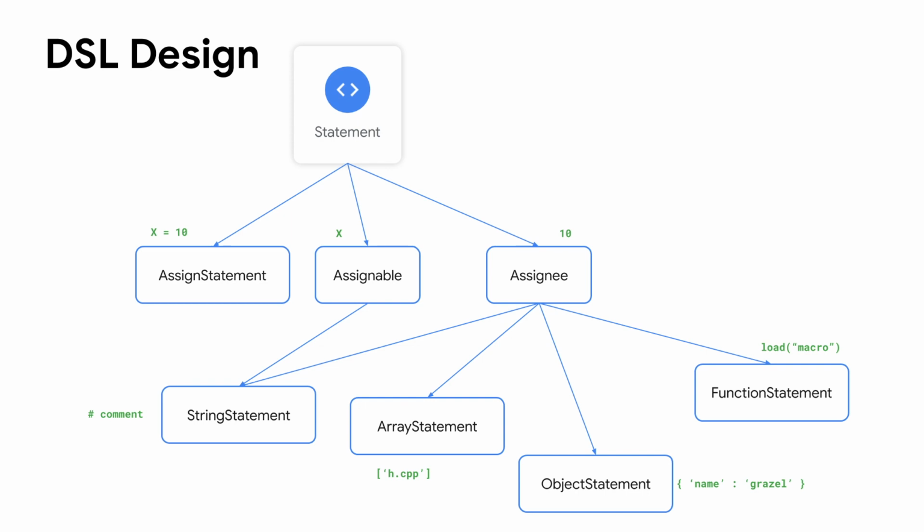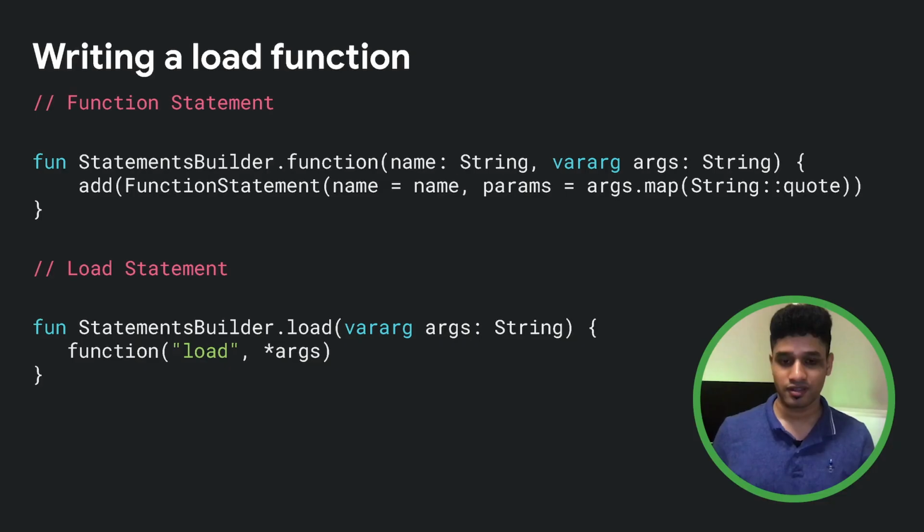Now let's take a small example. An object statement is typically a collection of assignment statements separated by a comma and then guarded by a parenthesis. The core API is designed to be extendable for adding new rules on top of this. For example, let's consider writing a load function. We first start by writing an extension function on statements builder. The statements builder class is an abstraction that allows managing multiple statements and also can finally write the generated statements to the build file.